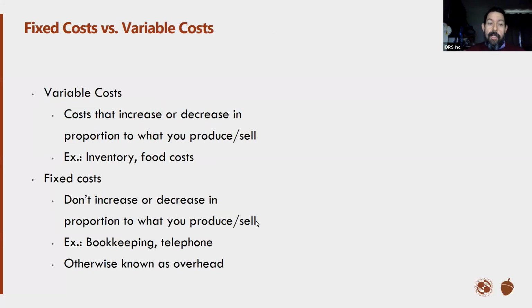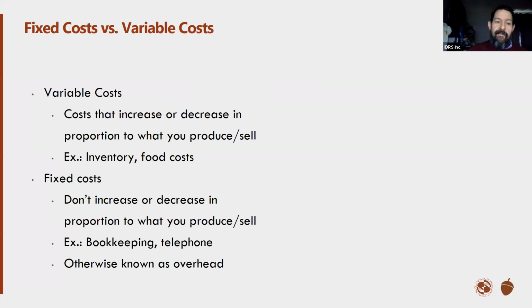So what does that mean? Variable costs are just costs that increase or decrease in proportion to what you produce or sell. So that's inventory, right? Your cost of inventory goes up if you're selling more. If you're selling less, the cost of your inventory goes down. Same thing if you have a restaurant, you have food costs. If you're selling a lot of food, your food costs go up. You can see that goes up in proportion to what you sell.